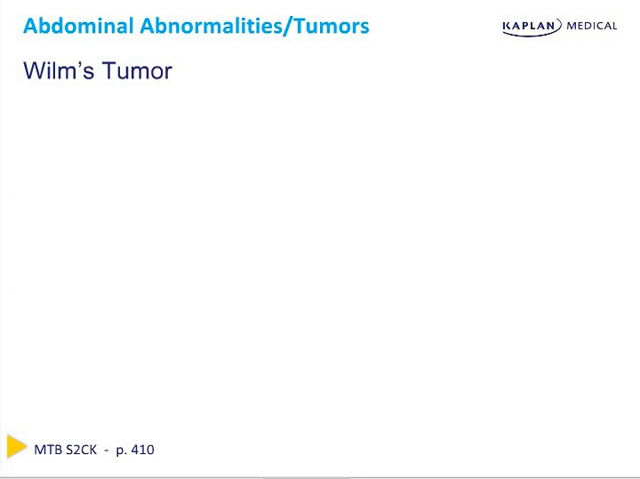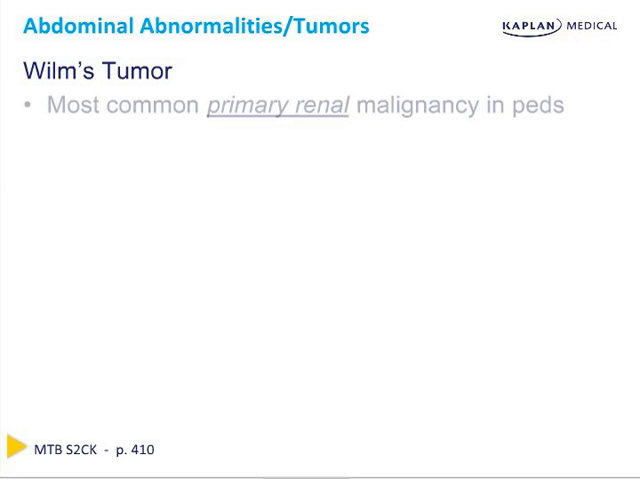Any discussion of abdominal abnormalities is going to have to touch on tumors, and so we're going to cover the most common 2 tumors seen in the abdominal region in children, starting with Wilms tumor. So just focusing on the highlights, Wilms tumor is highly tested because it's actually incredibly common, as the most common primary renal malignancy in children. So it's not the most common primary malignancy. It's not even the most common renal malignancy, but it's the most common primary renal malignancy in kids.